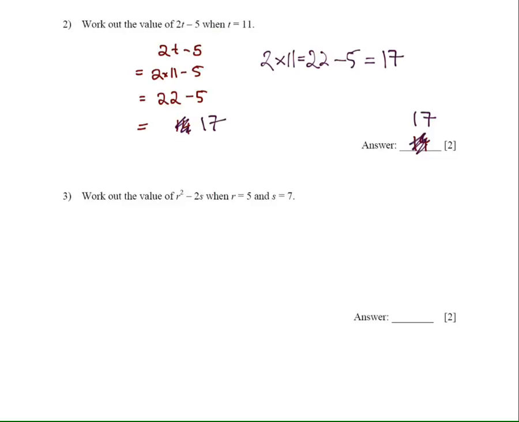Okay, you can see this isn't right because this says that 2 times 11 is the same as 17, which isn't correct. So you shouldn't write like this. You should work down the page, not across the page.